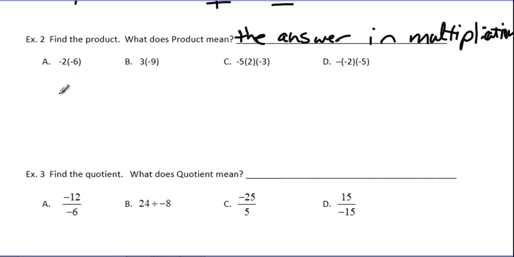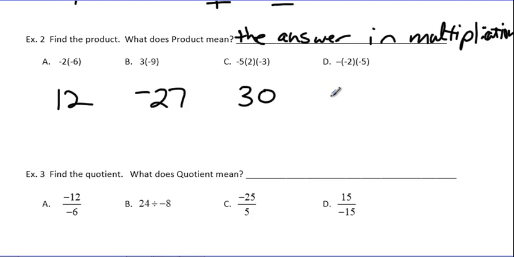2 times 6 is 12. Different signs. My answer is going to be negative, and multiply to get 27. So again, notice how I'm doing my sign separate from my number. We move on to C. I see 2 negative signs. My answer is going to be positive. I don't need to write anything. 5 times 2 is 10, and 10 times 3 is 30.